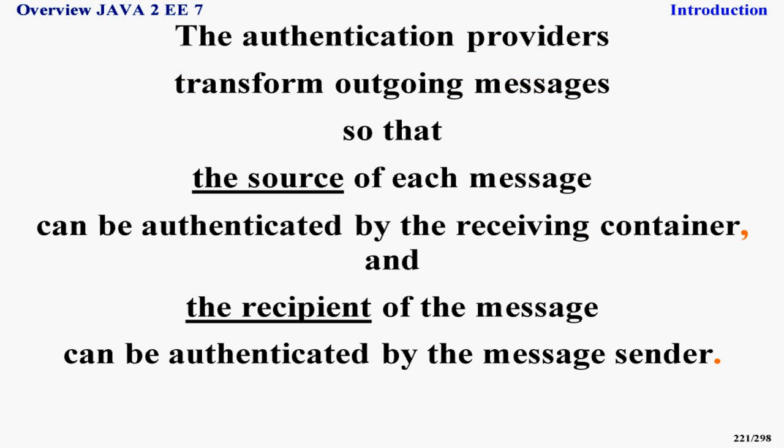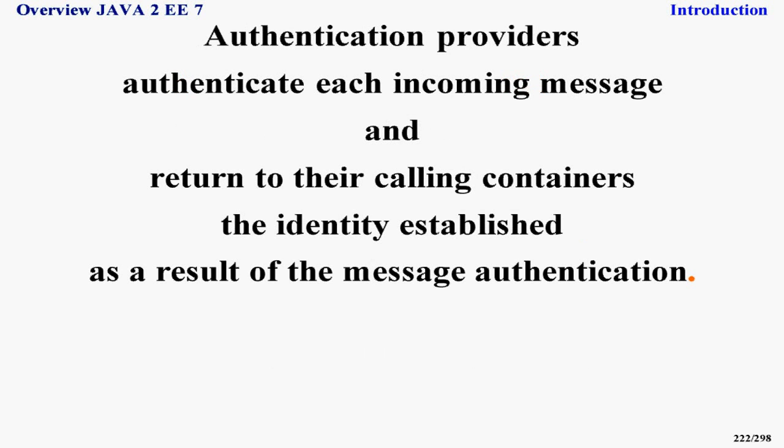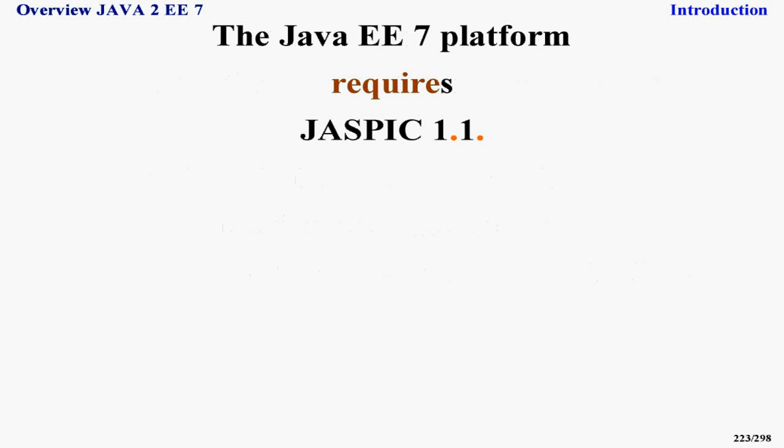The authentication providers transform outgoing messages so that the source of each message can be authenticated by the receiving container, and the recipient of the message can be authenticated by the message sender. Authentication providers authenticate each incoming message and return to their calling containers the identity established as a result of the message authentication. The Java EE 7 platform requires JASPIC 1.1.